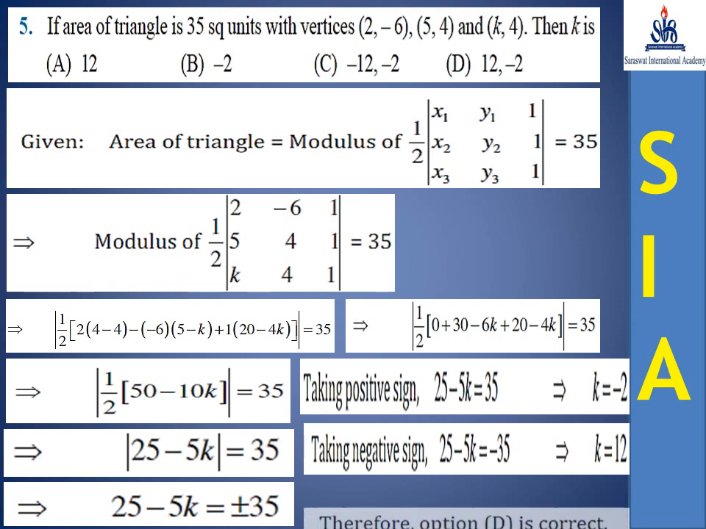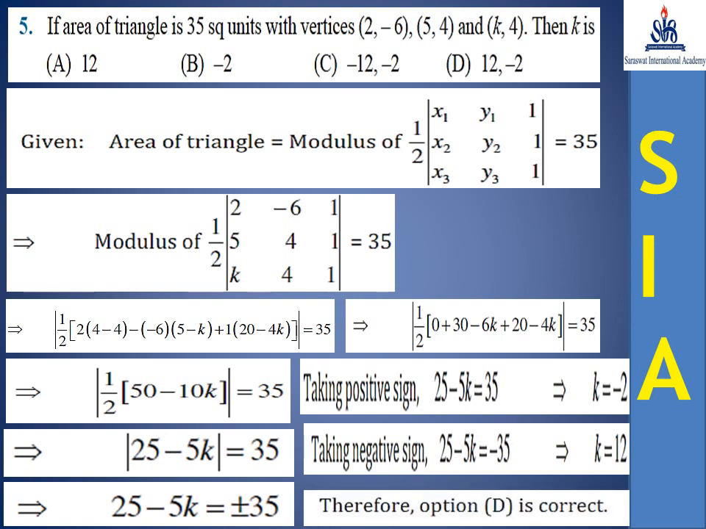k has two values. Yes, the correct option is D. My answer is option D. Okay, next, continue.